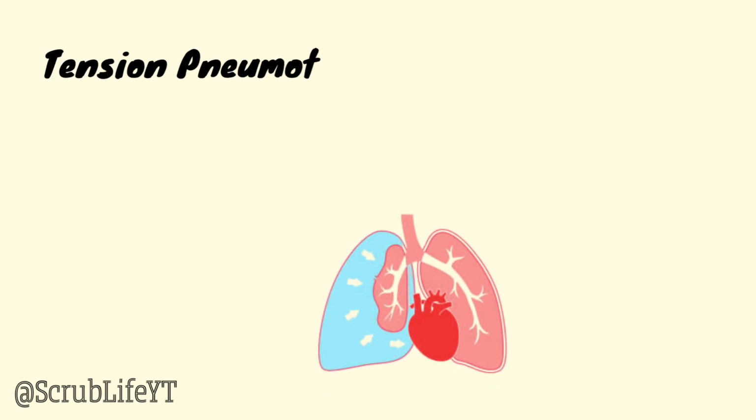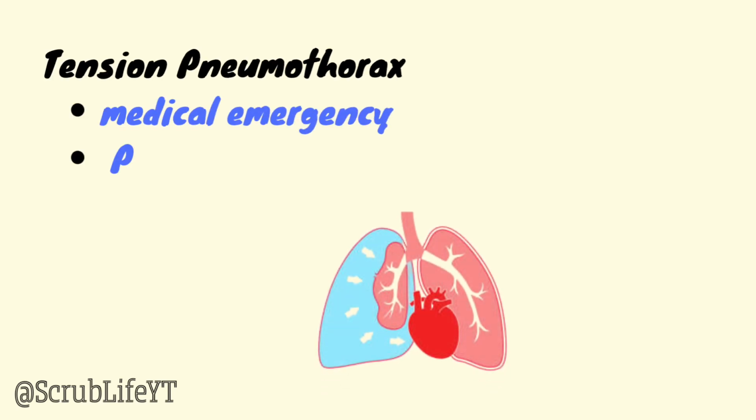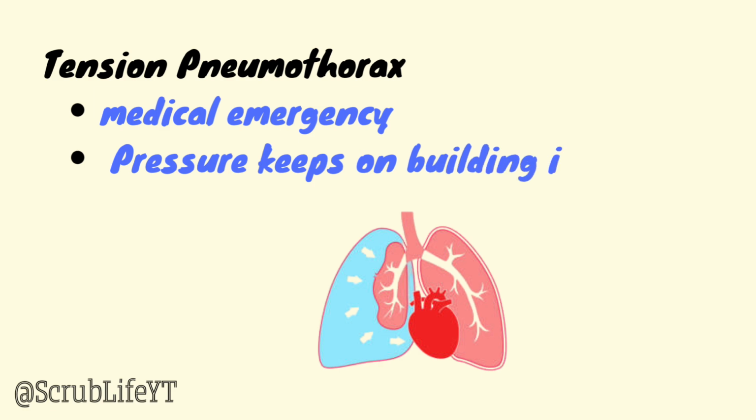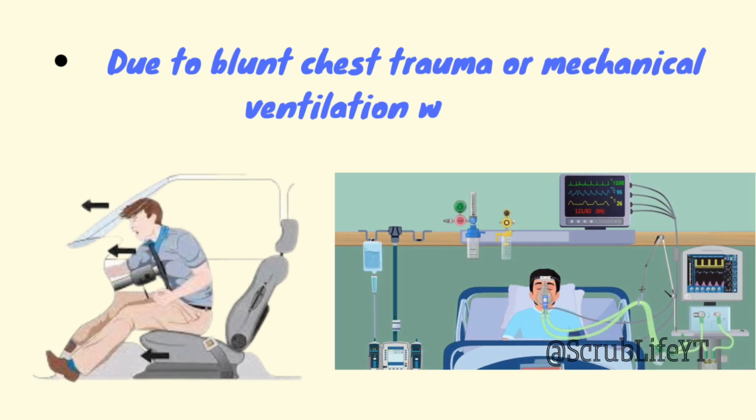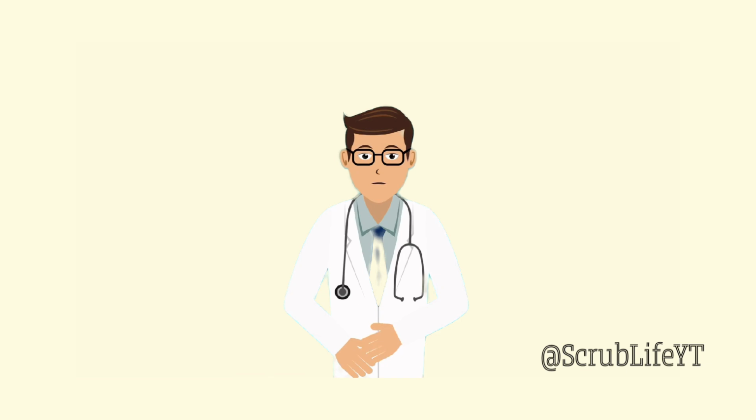Next is tension pneumothorax. It's a medical emergency, because the pressure keeps on building with each breath in the pleural space, but cannot escape. It happens due to blunt chest trauma or mechanical ventilation with PEEP. Next we'll discuss the causes of pneumothorax.